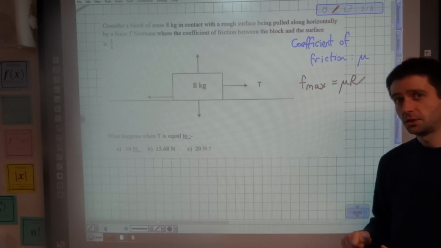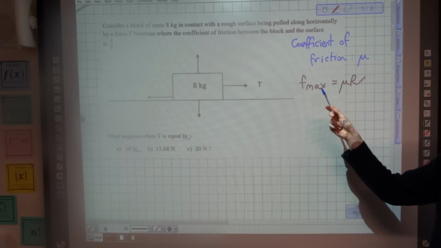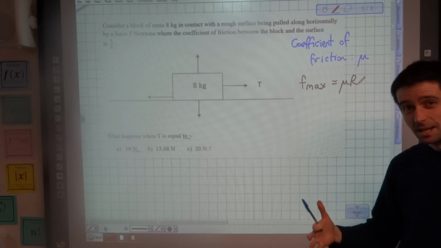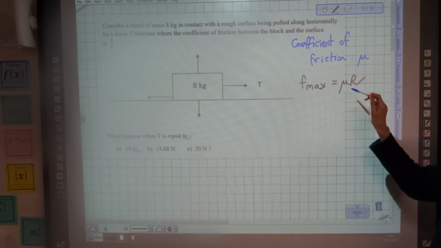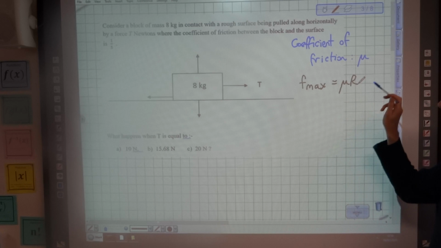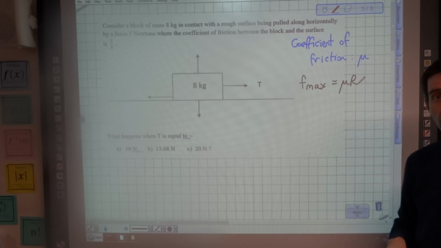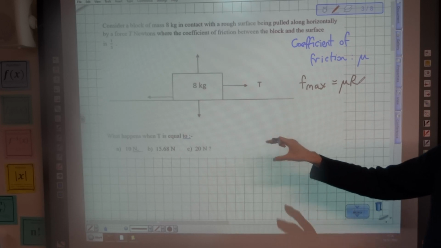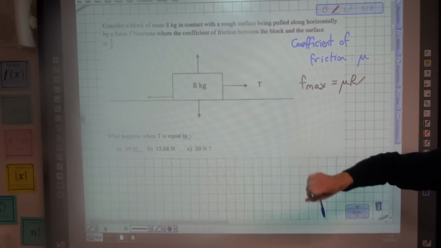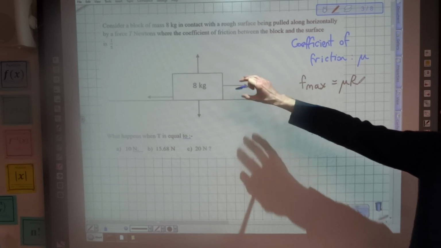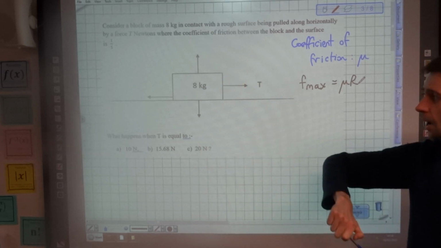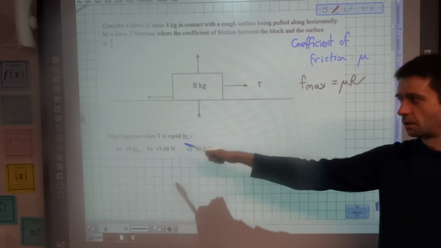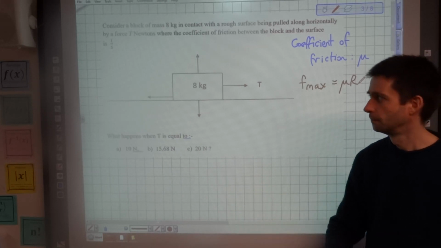The other thing that we use is this formula for the maximum value of friction, sometimes known as limiting friction, and that is equal to mu, the coefficient of friction, multiplied by the normal reaction force R. So what we're going to look at is one example where we have a force T acting horizontally on a box, and we're going to look at what happens in different scenarios where the value of T is different.